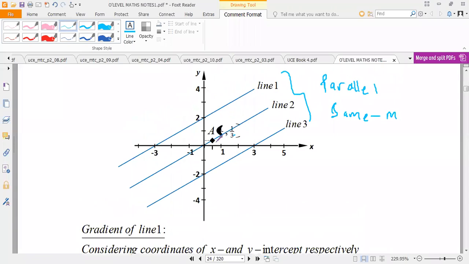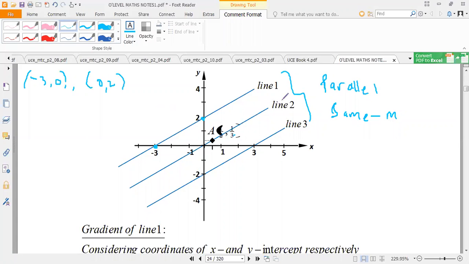Okay, so for example, let's check if they have the same gradient. Consider line 1. It passes through this point here and this point. So line 1 passes through the point (-3, 0), and it also passes through the point (0, 2), which is the point up here.